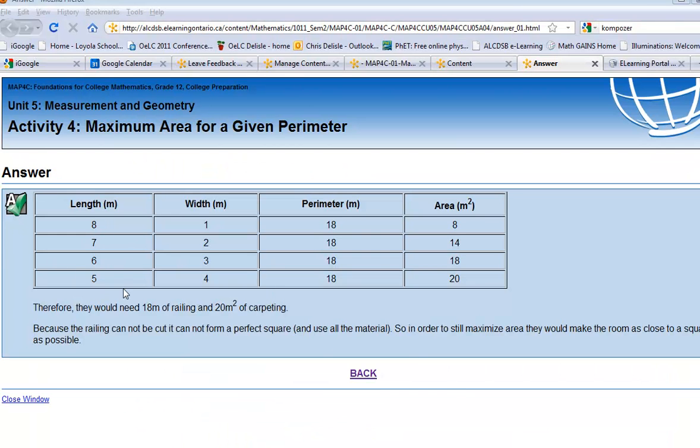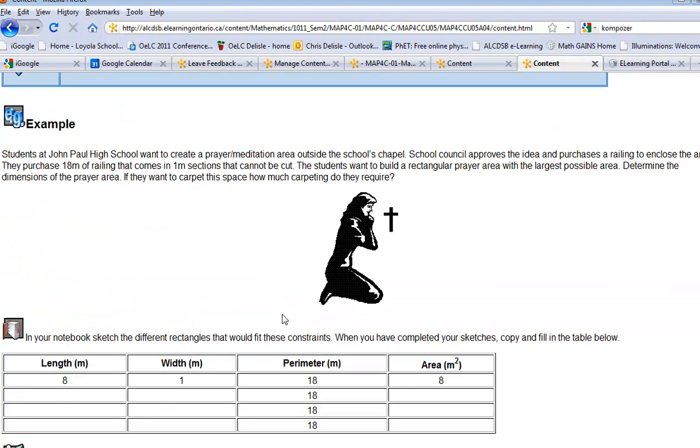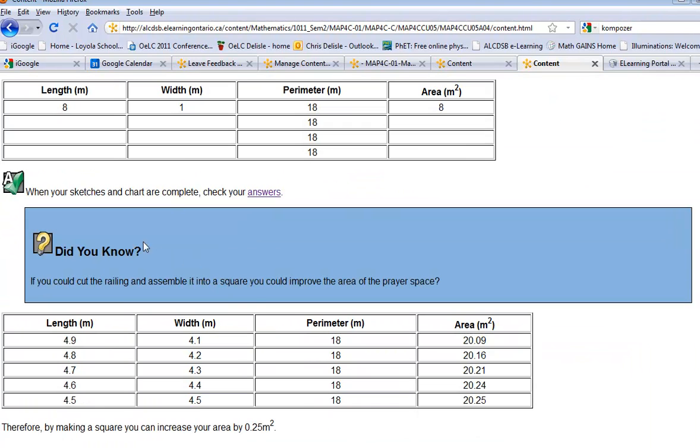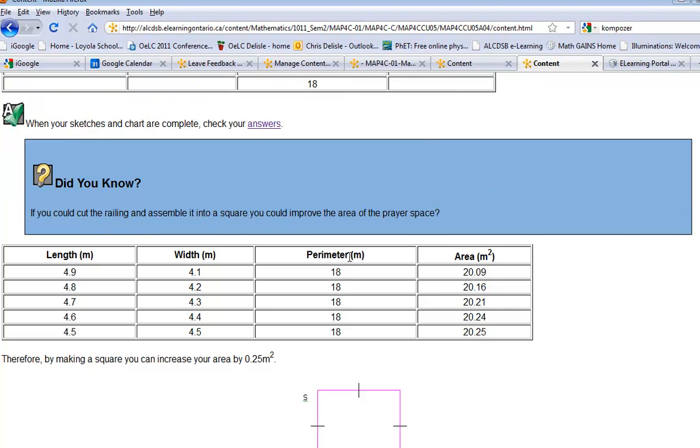Although I don't really like that they only chose a few numbers here for the width. That's why I like the spreadsheet, and I can do as many as I want. It also said here in the examples, what if you could cut the railing to improve your prayer space, alright? So we could have 4.9, 4.8, 4.7, 4.6. So let's go ahead and do that. Because we already started with a spreadsheet, we can do it in decimals all the way through.